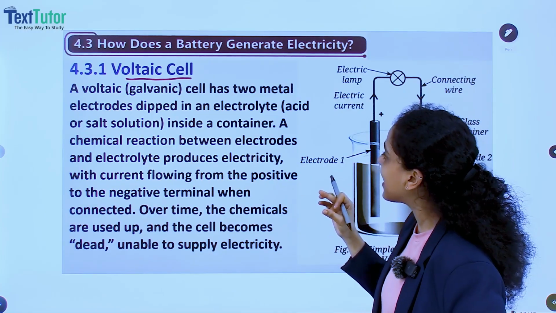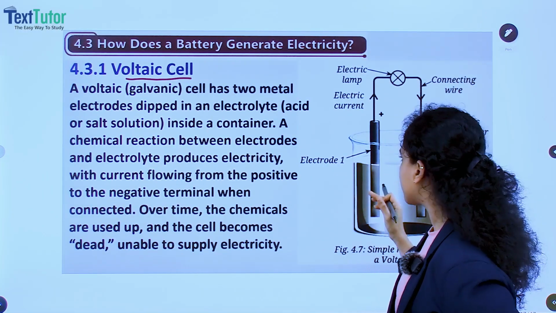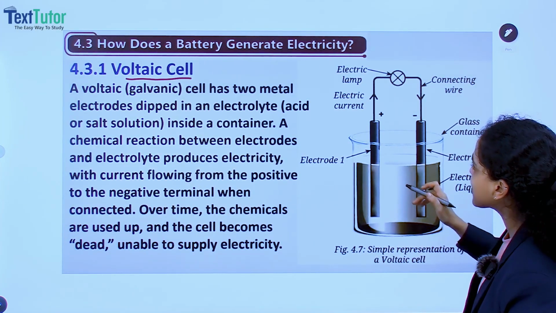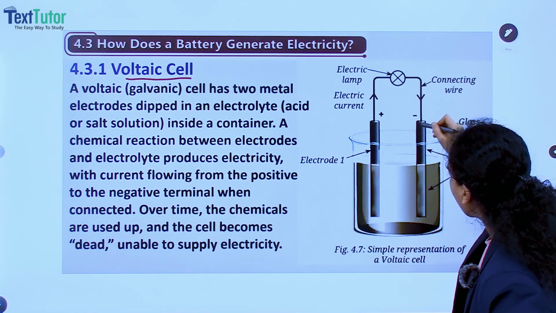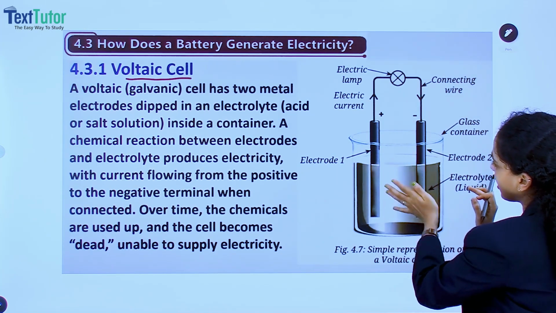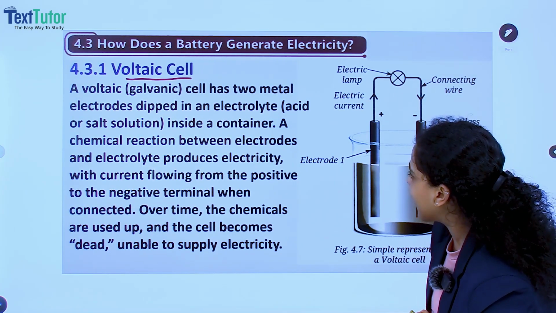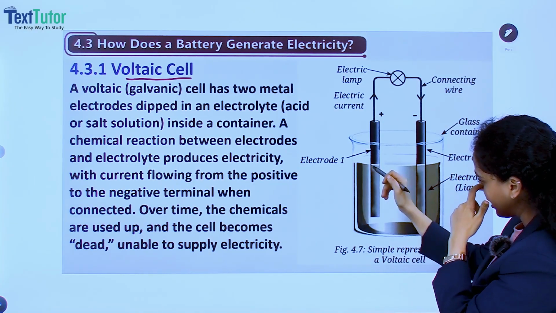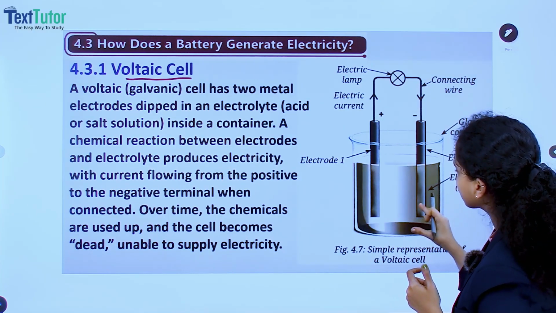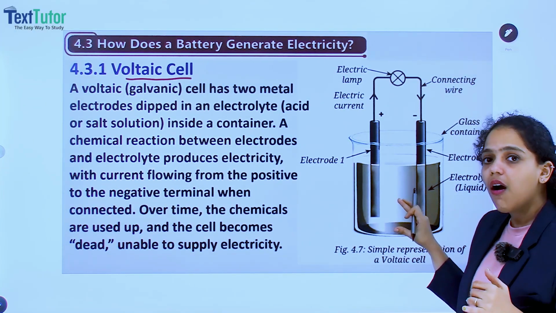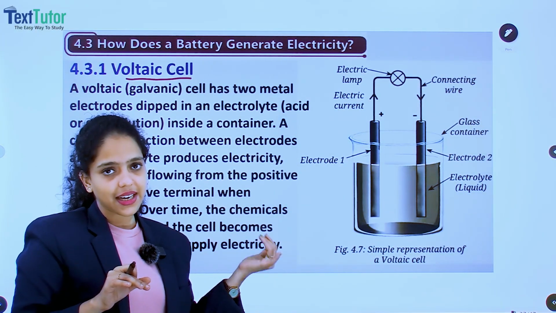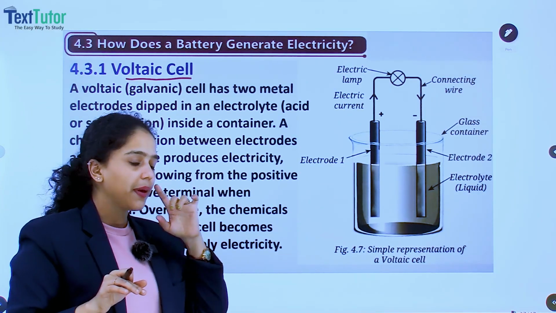So a voltaic cell has two metal electrodes. Here is the picture of a voltaic cell. You can see the voltaic cell has two metal electrodes, these two rods. They are dipped in an electrolyte, you can see here a liquid. This liquid is the electrolyte, which is either an acid or a salt solution.